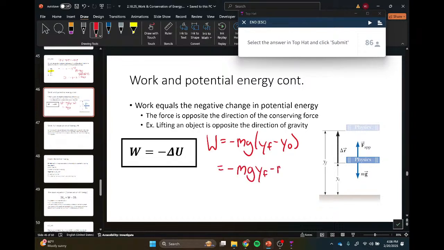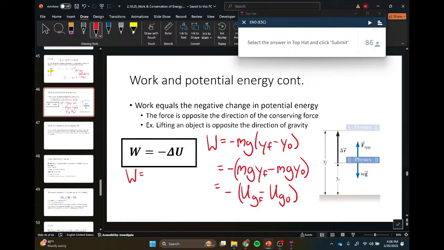mgy final minus mgy initial, and then that one's going to be a plus. So it becomes mgy initial minus, well, actually, let's leave it as is, like this. mgy final minus mgy initial is the exact same thing as final potential energy due to gravity minus initial potential energy, and so work equals the negative of that. The only reason I have this slide here is this lets us derive conservation of energy.